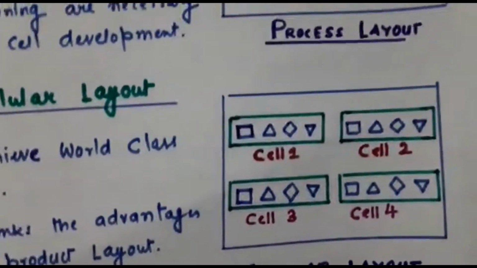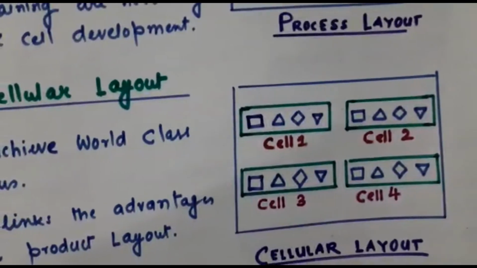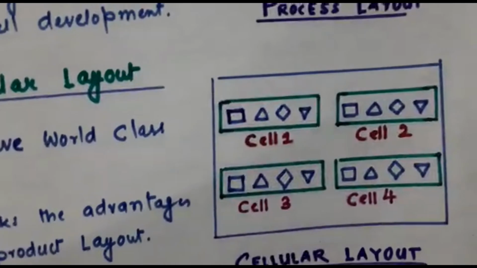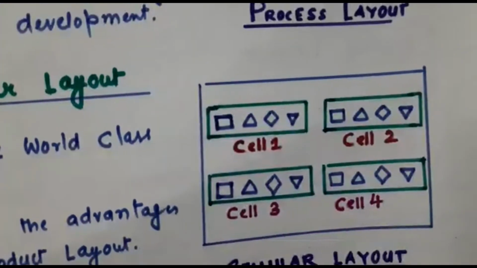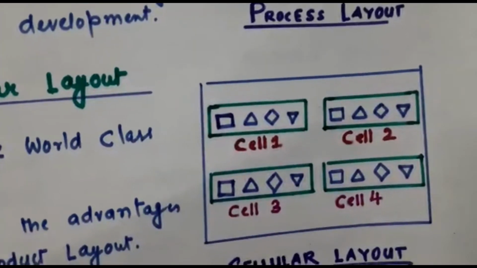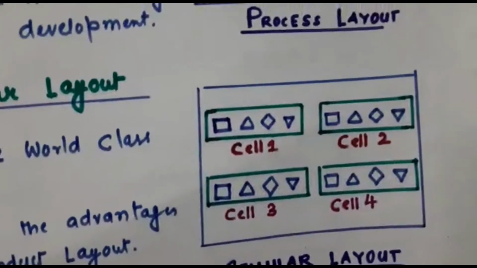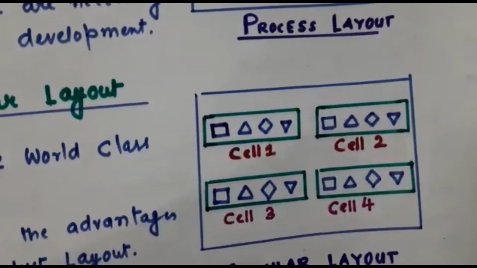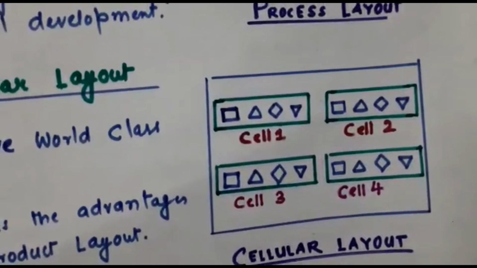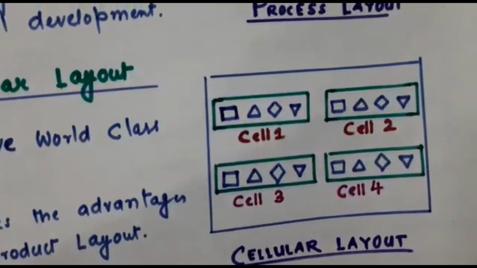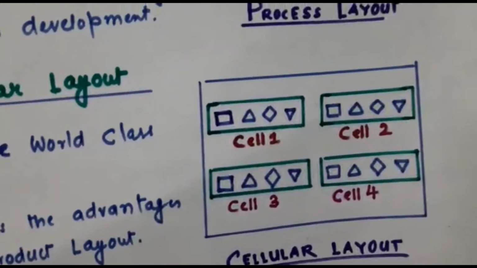Okay, so each cell is designed to produce one type of product family, so we can add different products, or diversity of the products can be increased by introducing more cells, as well as the advantage of product layout can also be maintained.